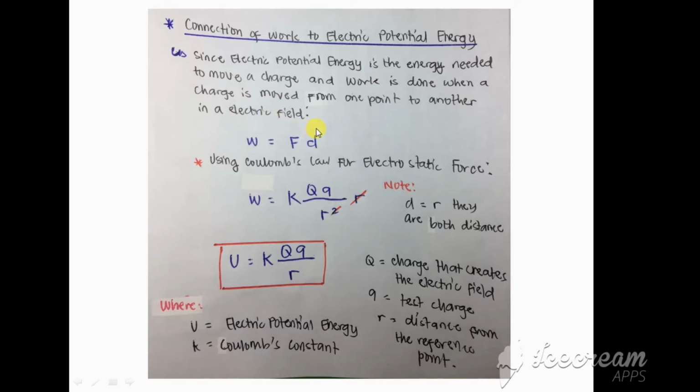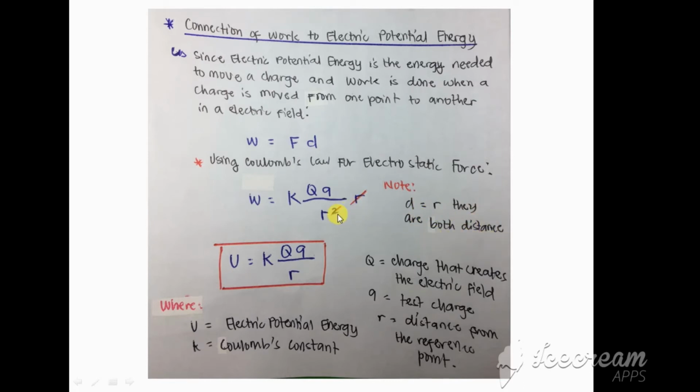Now, using the formula of work, work is equal to force times distance, and using Coulomb's law for electrostatic force, we are going to replace the formula for force with Coulomb's law. Now the formula is like this. As you can see, the distance represented by the letter D was replaced with the letter R. Take note that D is equal to R. They are both representing distance.